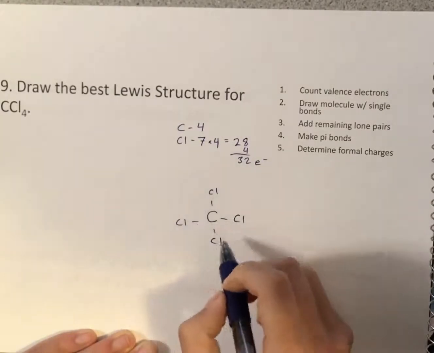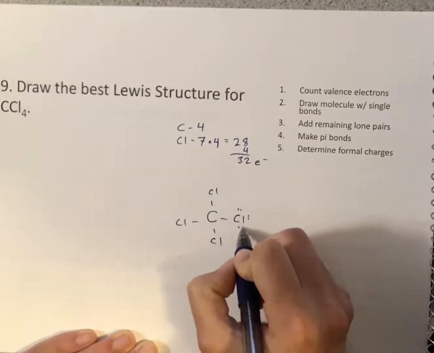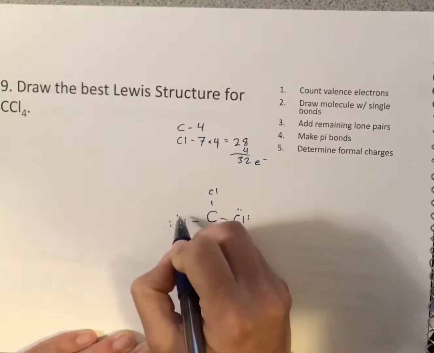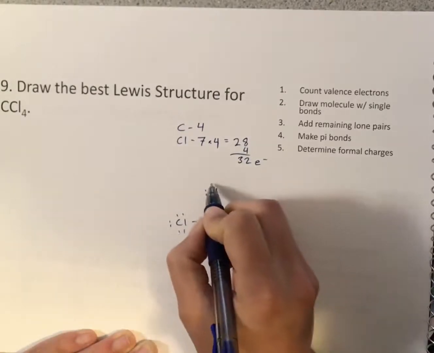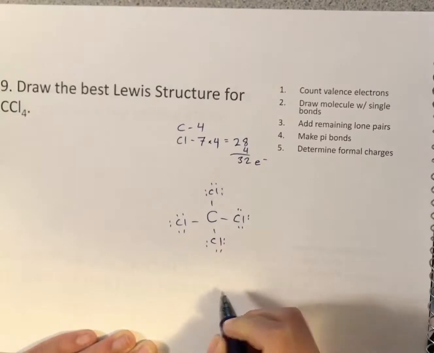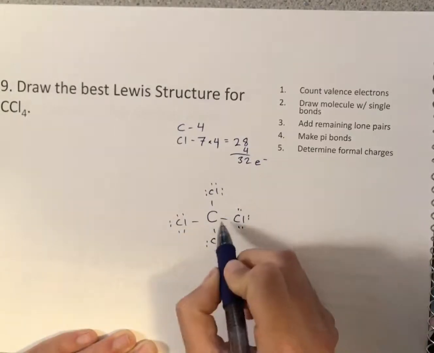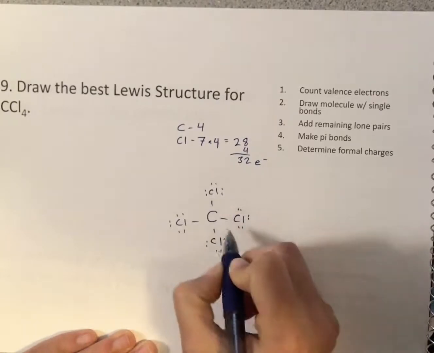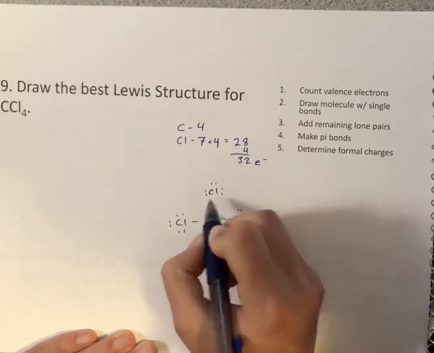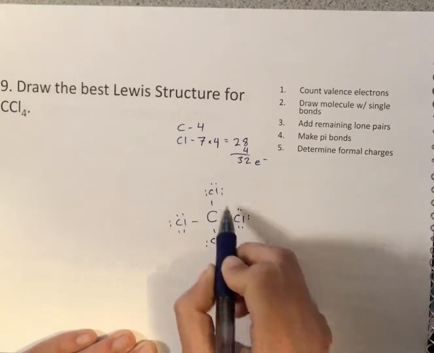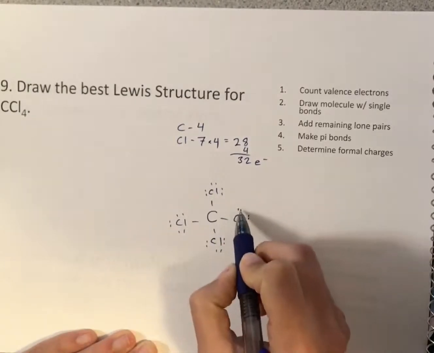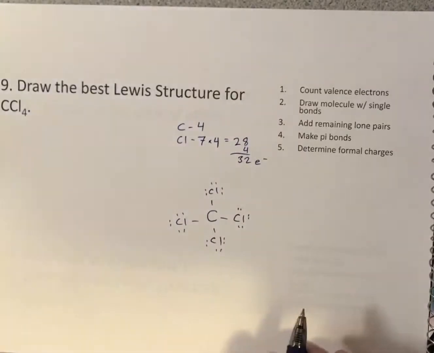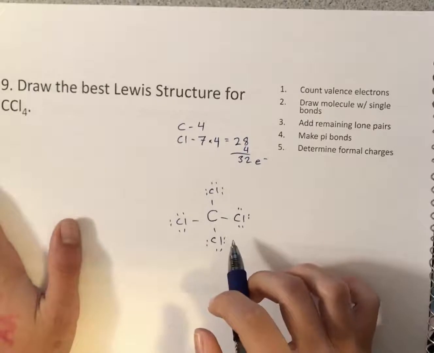1, 2, 3, 4, 5, 6, 7, 8, 9, 10, 11, 12, 13, 14, 15, 16, 17, 18, 19, 20, 21, 22, 23, 24, 25, 26, 27, 28, 29, 30, 31, 32. And that's all the electrons that we need. Each of these has a complete set of 8. Okay, so that's for the carbon. And each of the chlorines has 3 lone pairs and 1 single bond. So it looks like we are good. We don't need to make any double bonds.